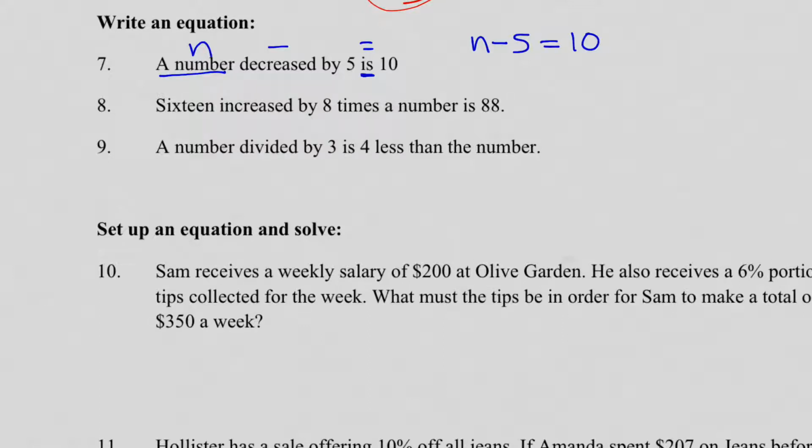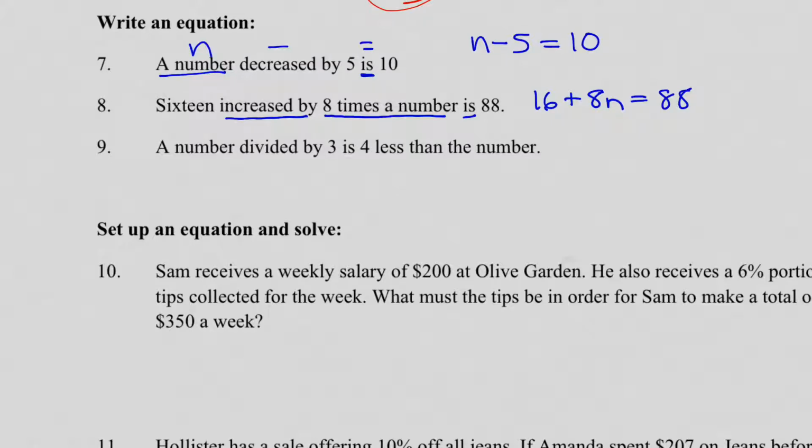Number 8 is 16 increased by, that's plus. So 16 increased by what? Increased by 8 times a number. So that's 8n, 8 times a number, equals 88. Okay, now you guys, we've done plenty of those.